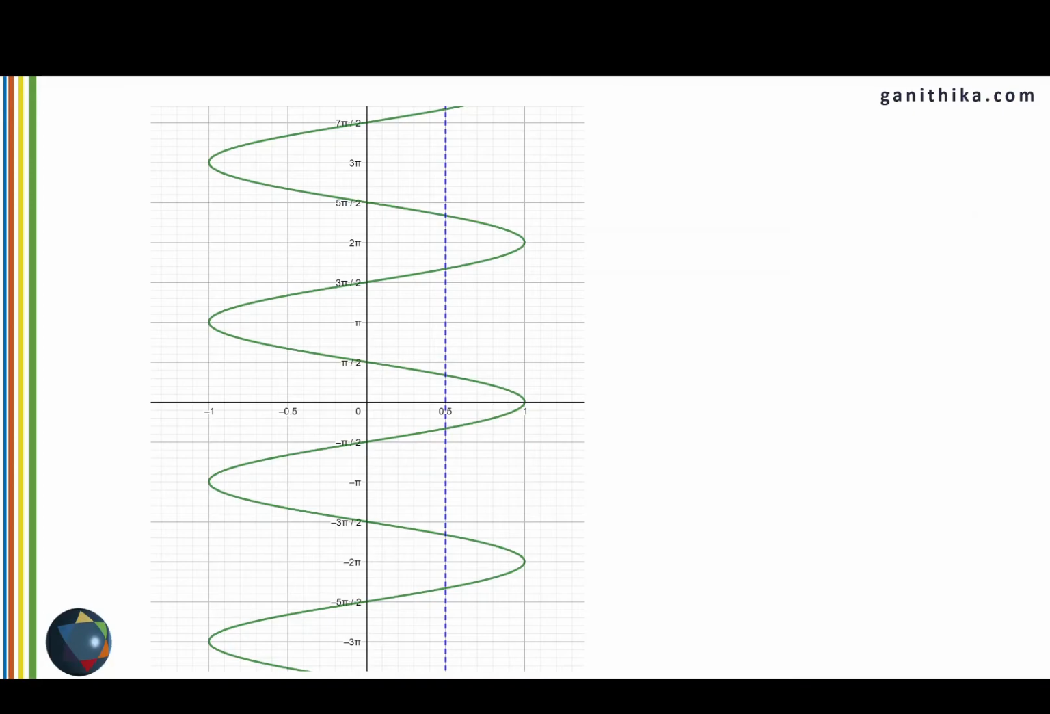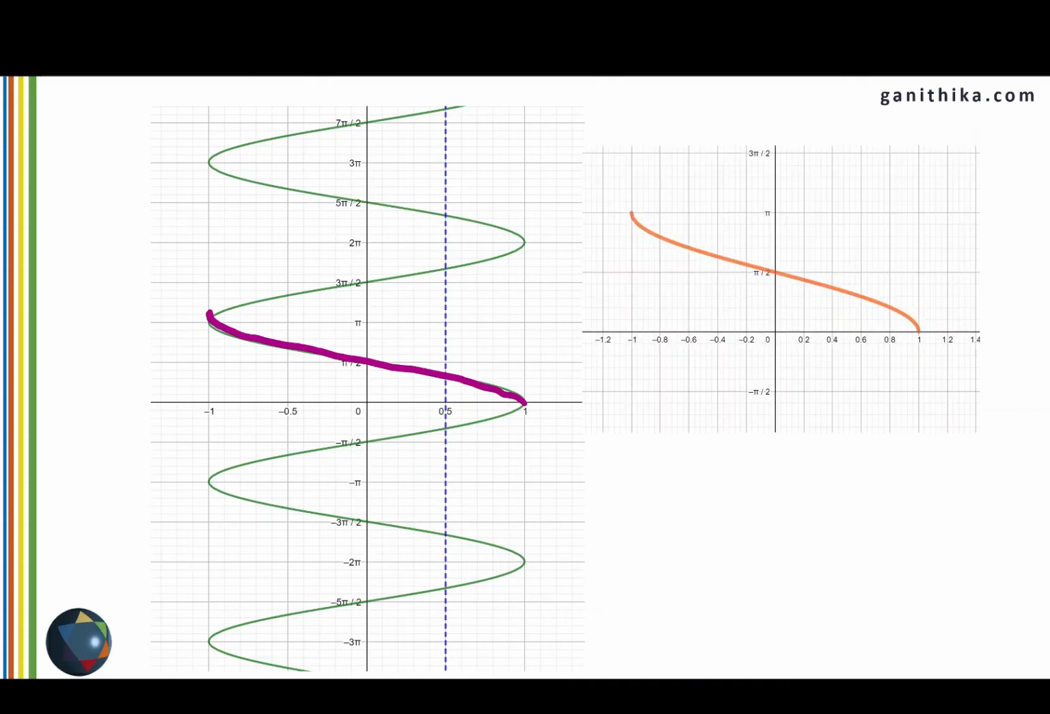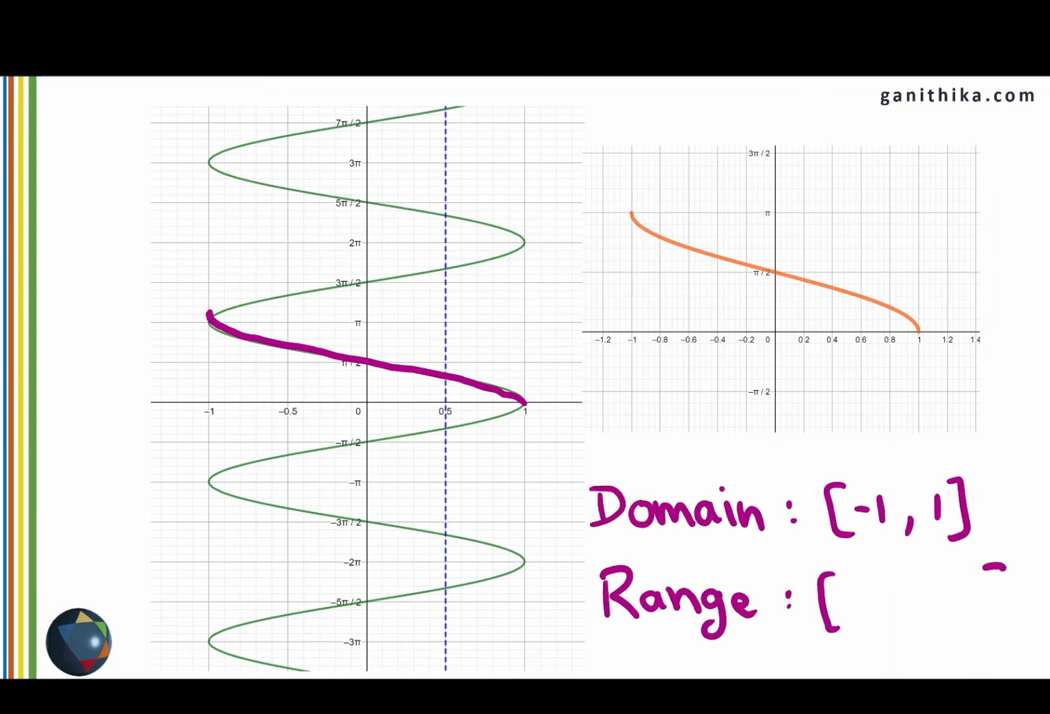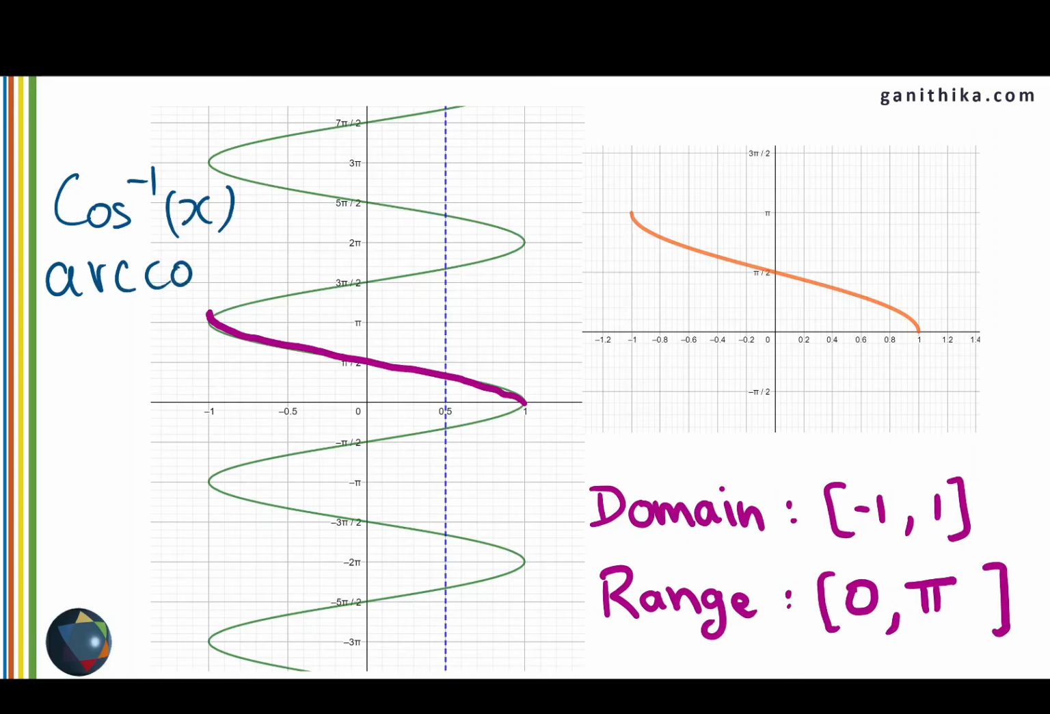Again, the vertical line test fails here. Therefore, we will cut the graph only in this part, and we will call this the cos inverse of x graph. So you can see that the domain of this graph is negative 1 to 1 and the range is 0 to pi. Therefore, cos inverse of x has domain negative 1 to 1, whereas the restricted range is from 0 to pi, both inclusive. You can also write cos inverse of x as arc cos x or cos to the power of minus 1 x.